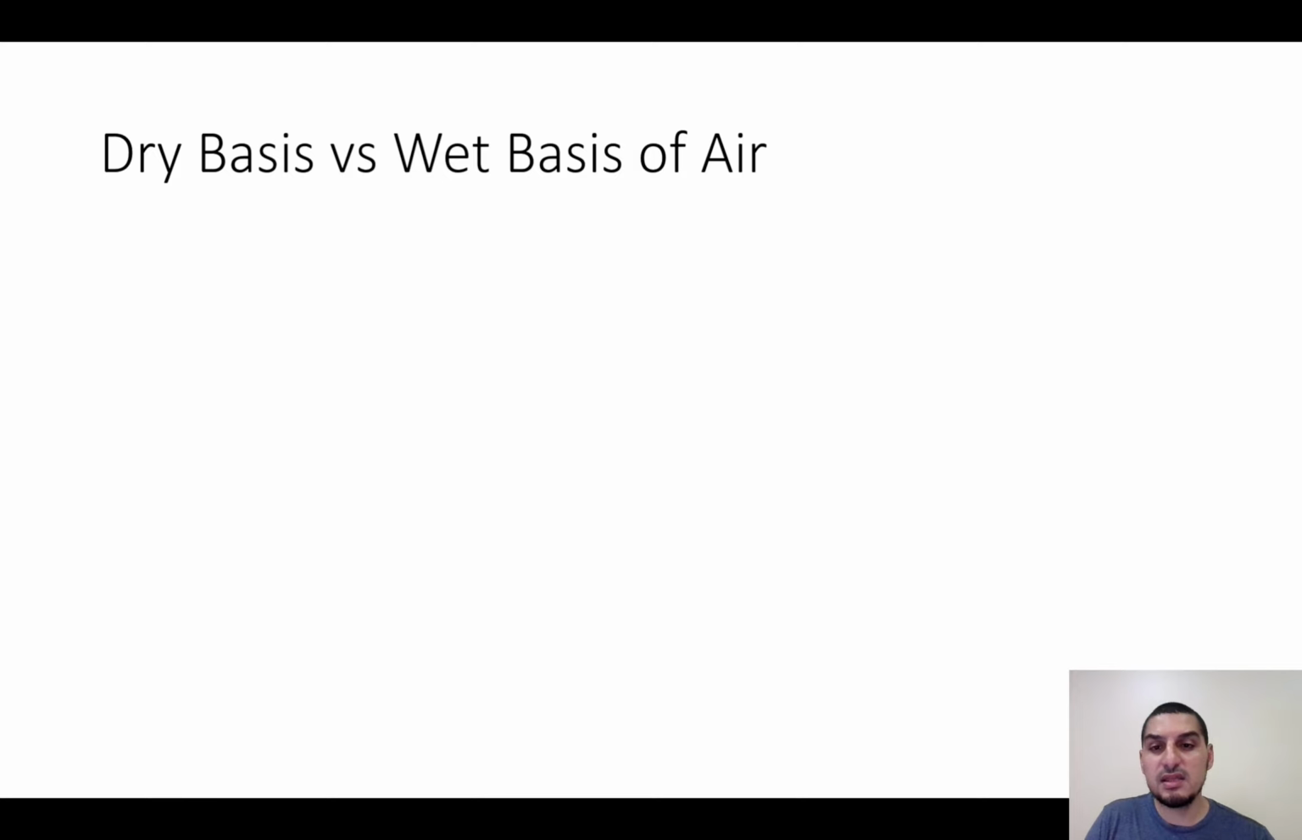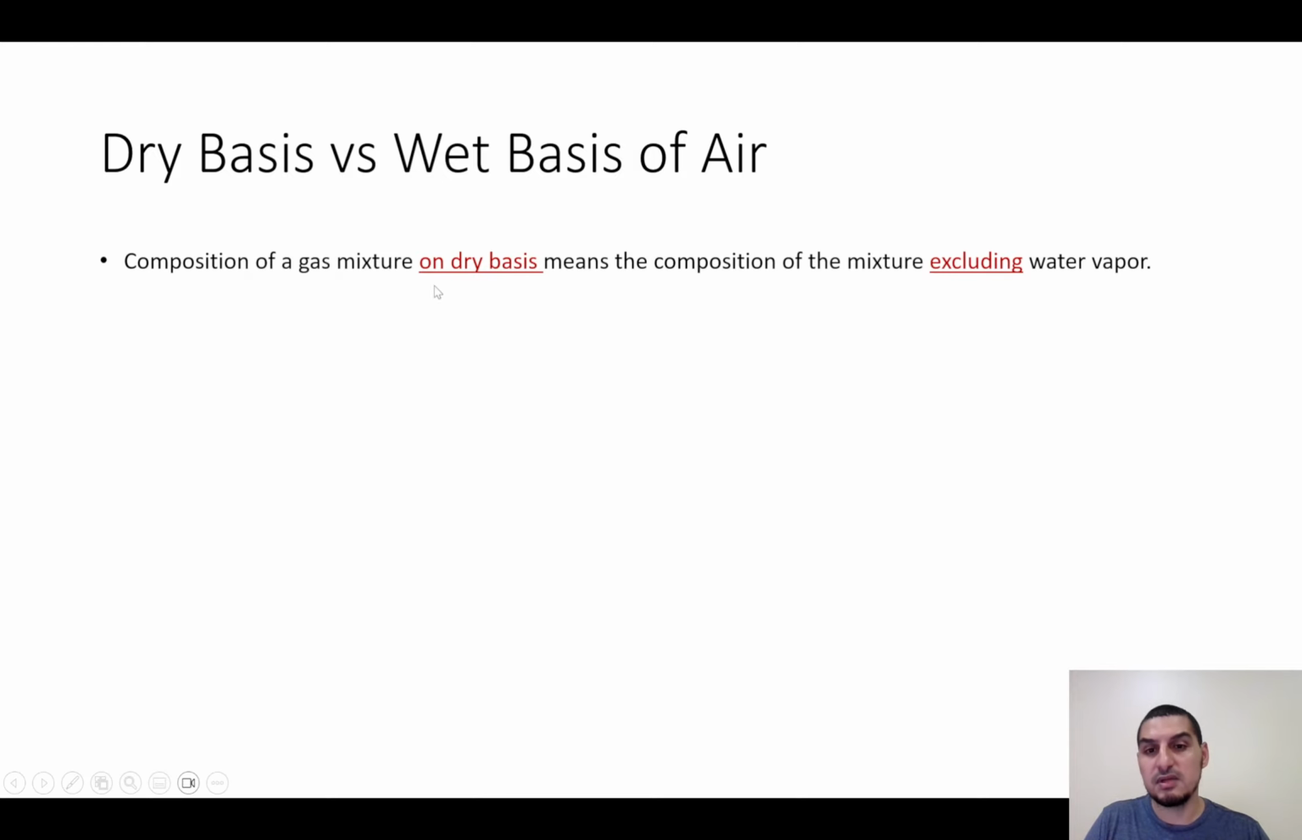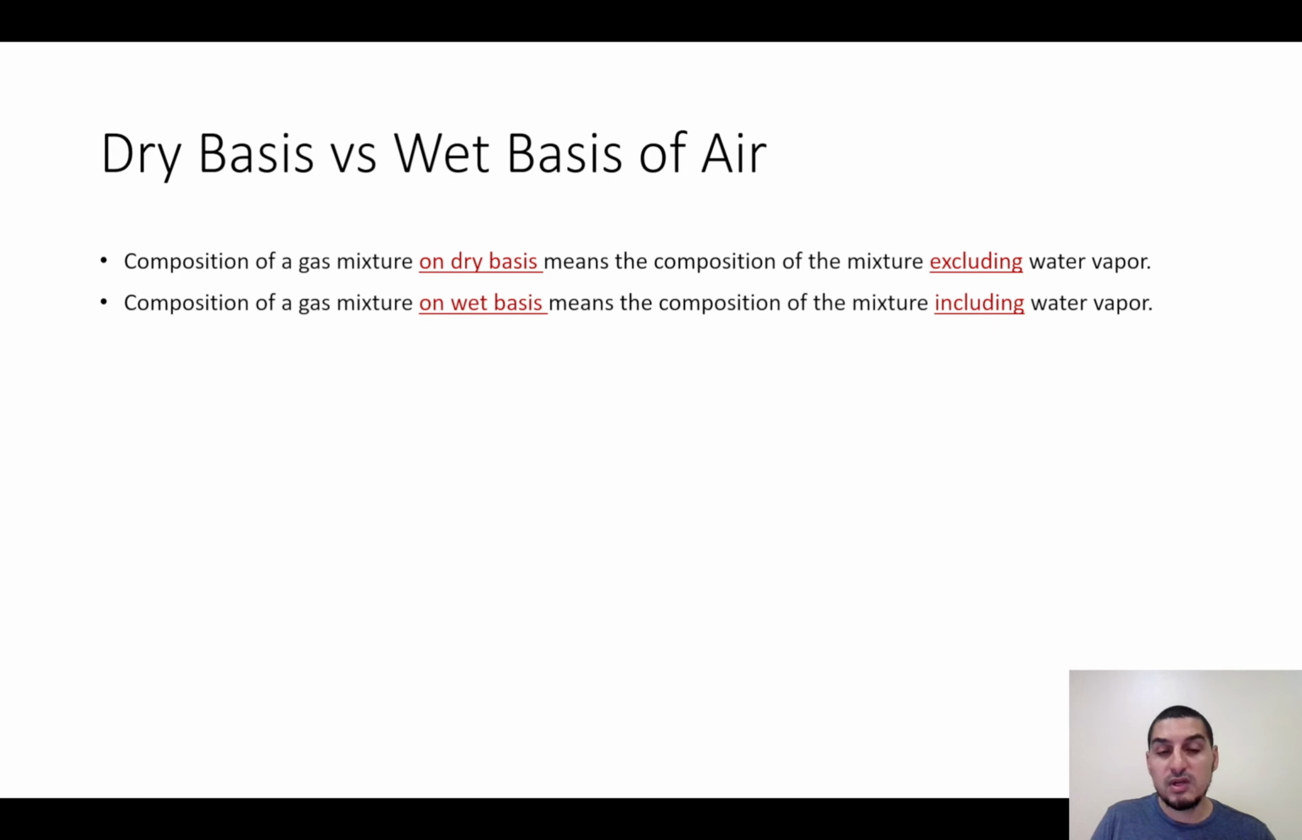So when we say the composition on a dry basis, it means that the composition of the mixture excluding water vapor. So we take all the compositions or all the number of moles, and we exclude that of water vapor. Of course, we do not do this in reality, but we do this for calculations. We just include all the gases except water vapor. For the wet bases, we are doing the same, but we are calculating the compositions including water vapor. So this is the only difference between the compositions on the wet bases or dry bases.